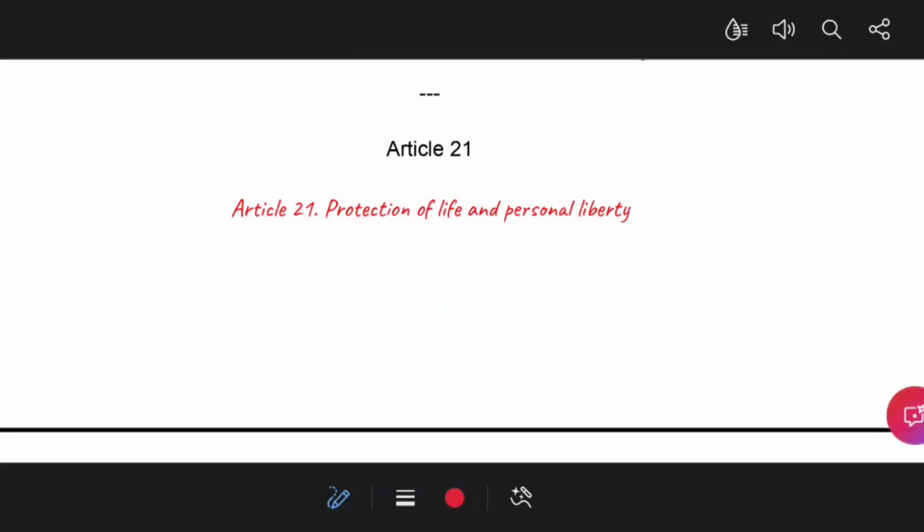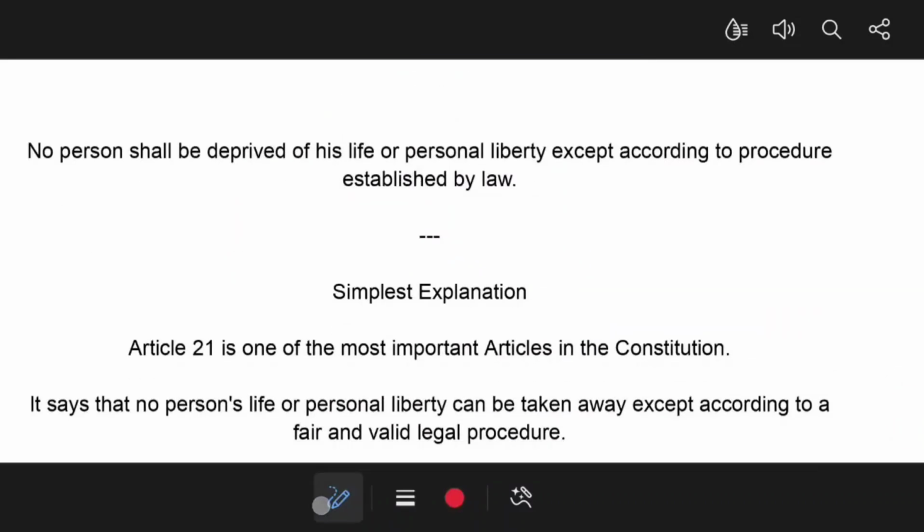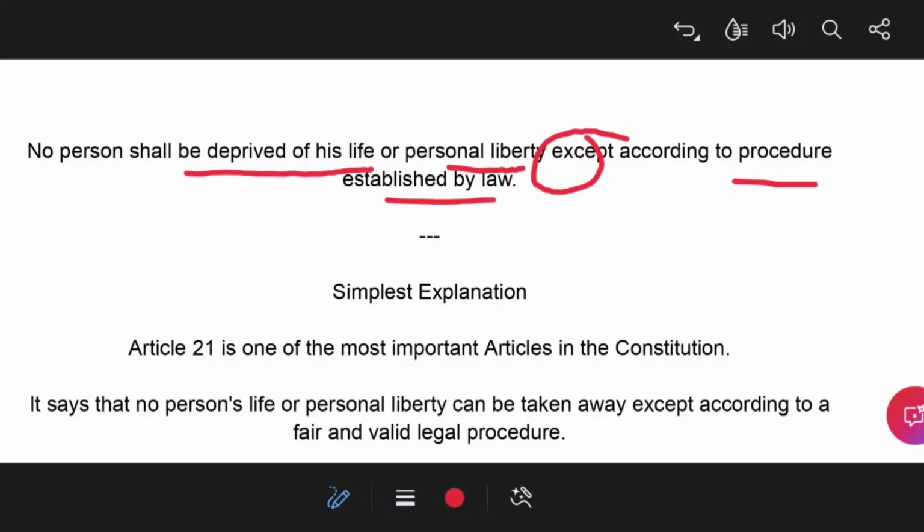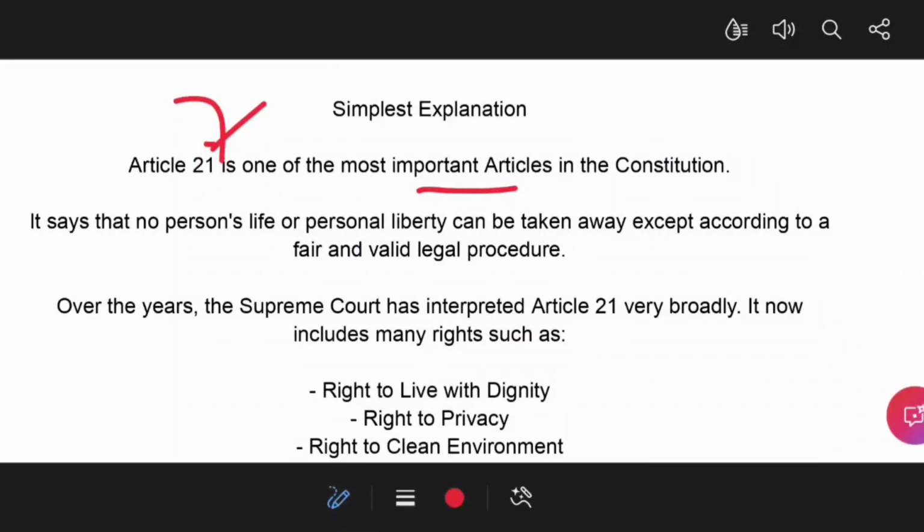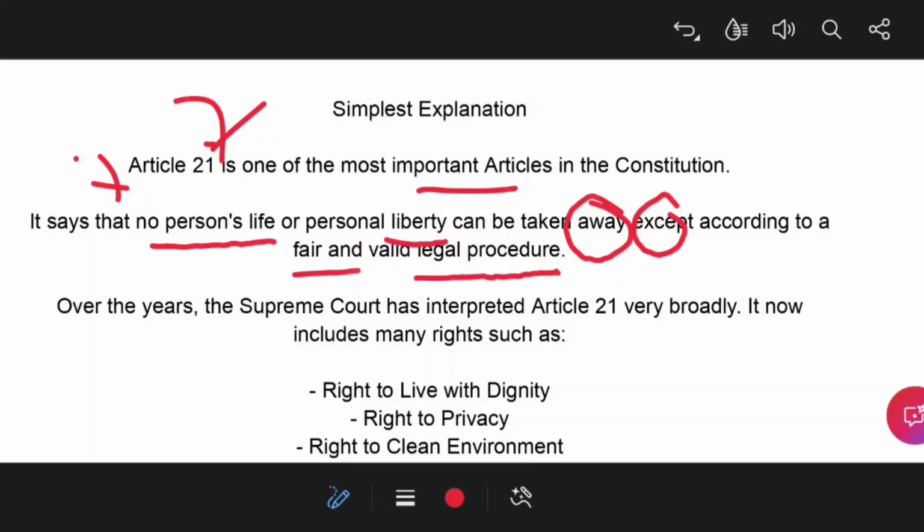Okay, Article 21, that means protection of life and personal liberty. No person shall be deprived of his life or personal liberty except according to the procedure established by law. Article 21 is one of the most important articles in the Constitution because it provides citizens personal liberty. It says that no person's life or personal liberty can be taken away except according to a fair and valid legal procedure.